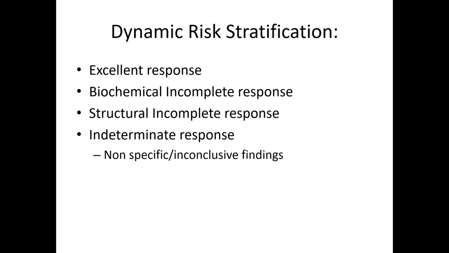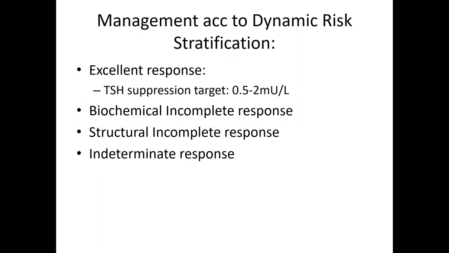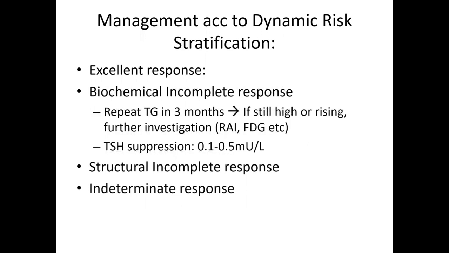So how do we manage it further? The excellent response patients undergo TSH suppression just like ATA low risk, between 0.5 to 2, and then we can follow them up every 12 months. For biochemical incomplete response, if we see raised TG, we can ask them to repeat TG in 3 months. If the TG is still high or rising, then the patient can undergo further investigation to find the cause of the rise in TG. The TSH suppression in the biochemical incomplete group is similar to ATA intermediate, that is between 0.1 to 0.5.